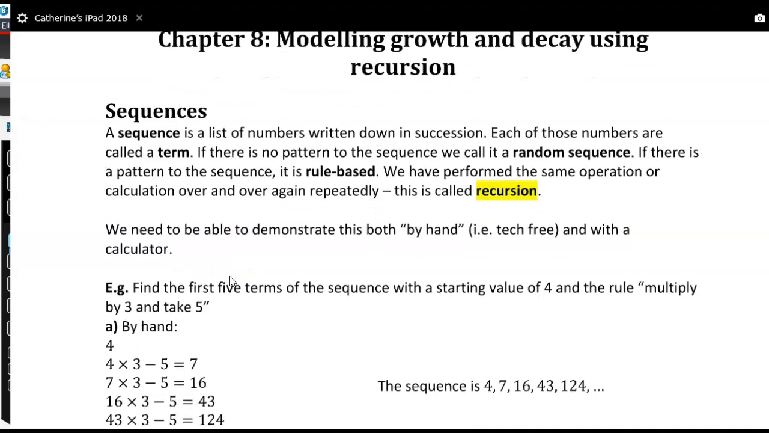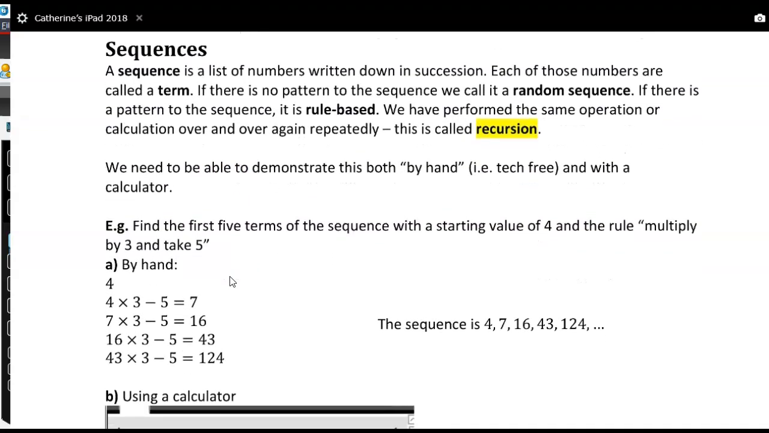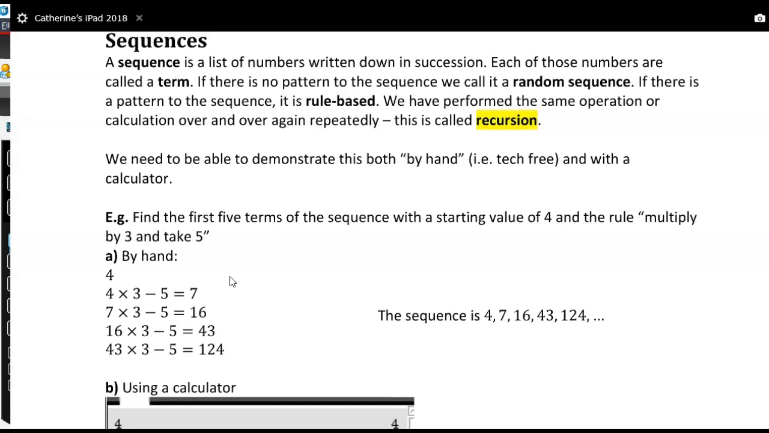So, first off, sequences. Now, you would have done a lot of sequences last year, so a lot of this might be revision for most of you. So a sequence is a list of numbers written down in succession, so in order. There's an order here. Each of those numbers is called a term.